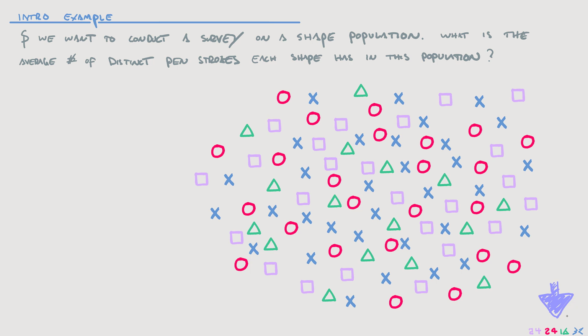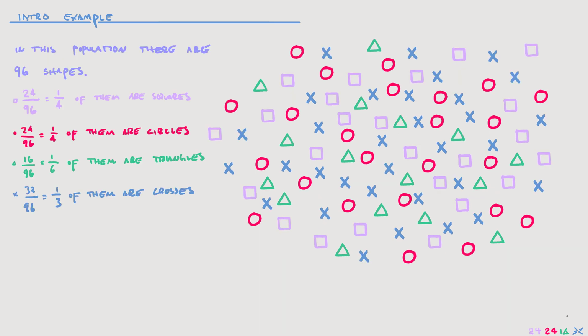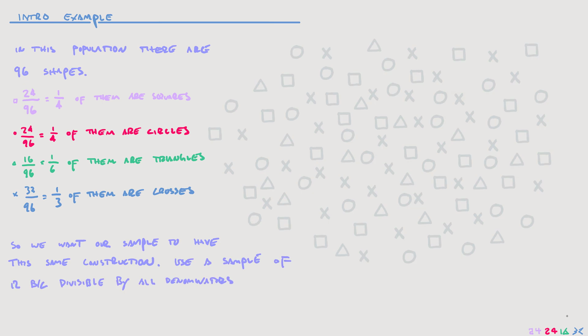If I find what proportion of the entire population each distinct shape is, I come up with these. 1/4 of the shapes are squares, 1/4 of them are circles, 1/6 of them are triangles, and 1/3 of them are crosses. So we want our sample to have this same kind of construction. Like when we make the sample, we want 1/4 of the sample to be squares, 1/4 to be circles, 1/6 to be triangles, and 1/3 to be crosses. So we can be smart about the size of the sample that we should choose. 12 is actually the best one because it's divisible by all of those denominators there.